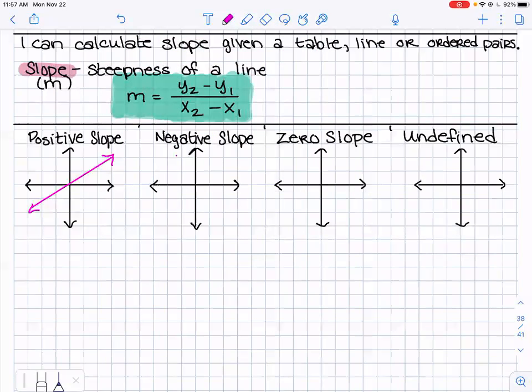Negative is going down to the right. Good. Zero is a horizontal line. Yeah, Pierce has got this. Zero is a horizontal line. And then undefined is straight up and down. Yeah, undefined is straight up and down. Good. Proud of y'all for remembering.